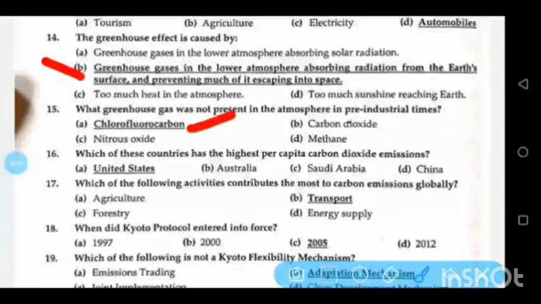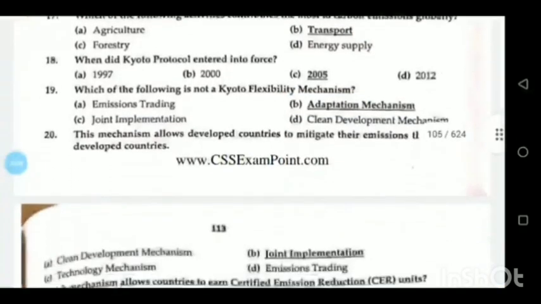Which of these countries has the highest per capita carbon dioxide emissions? United States. Which of the following activities contributes the most to carbon emissions globally? Transport. When did the Kyoto Protocol enter into force? 2005.